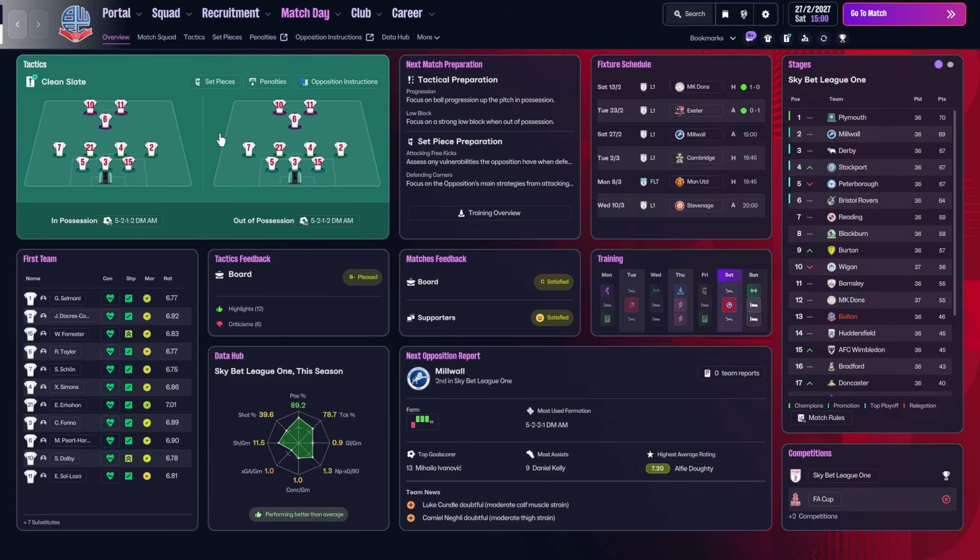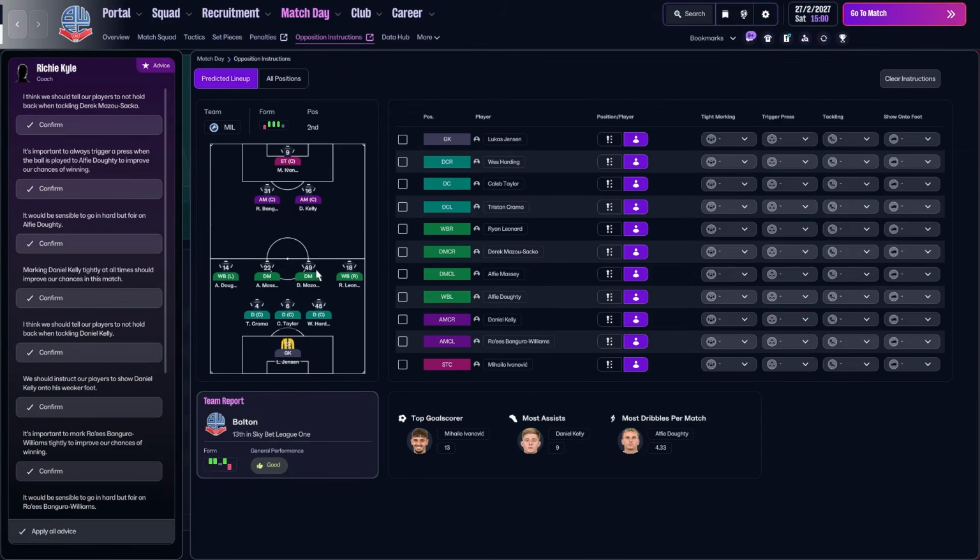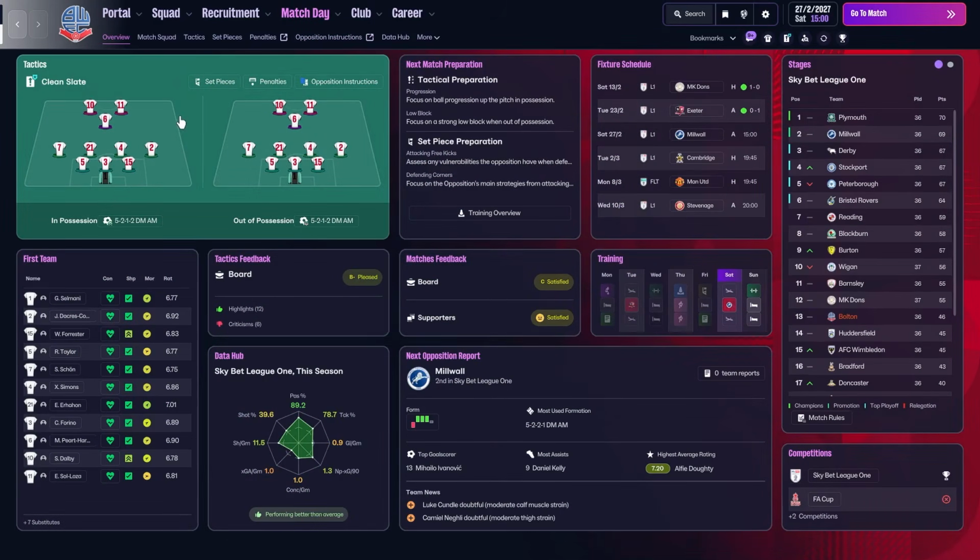And if we look at the way we're going to set up, we're actually going to set up with the back three system against Millwall, but just to be sure, we can go to the opposition instructions to see how Millwall are also going to set up. They're also going to set up with the back three system, but for the sake of this video, we're going to go into the team instructions first of all.